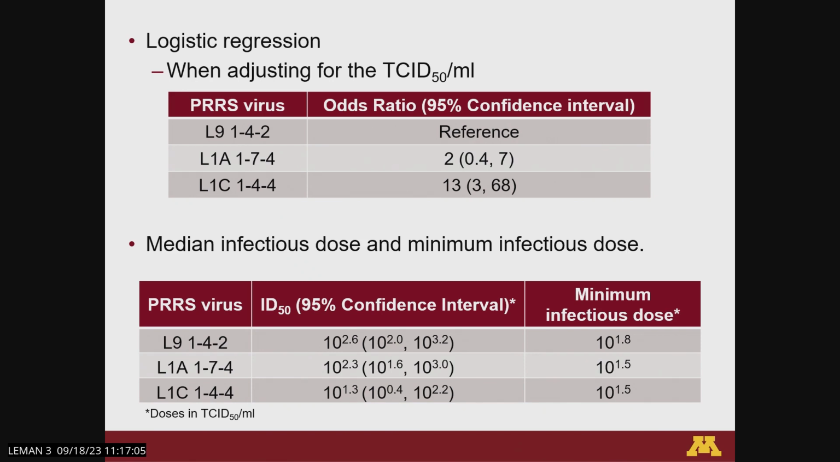It has a TCID50 of about 10 to the 1.3, while the confidence interval goes from 0.4 to 2.2. But the minimum infectious dose is pretty similar. This is the dose at which at least one pig was infected, but this is what is required to infect at least 50% of the exposed animals.